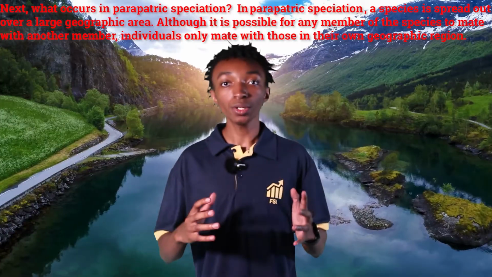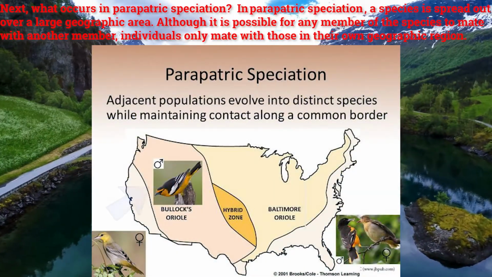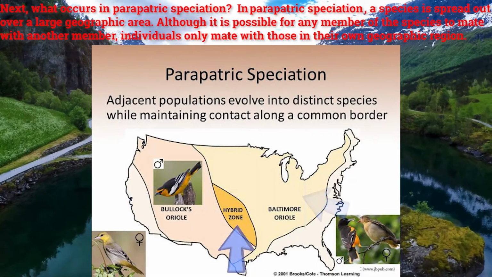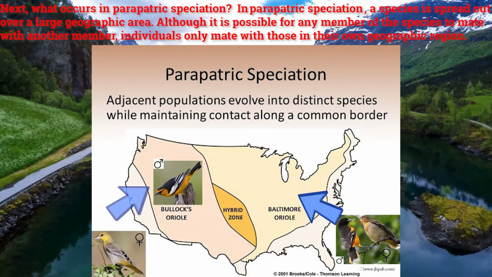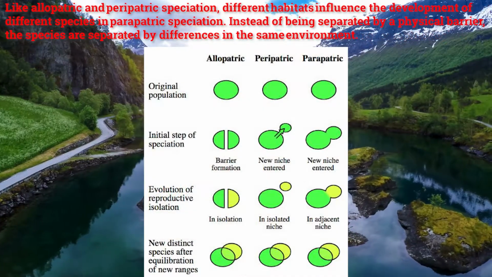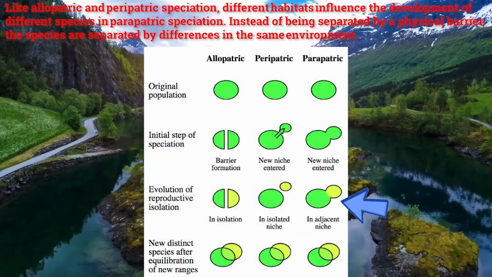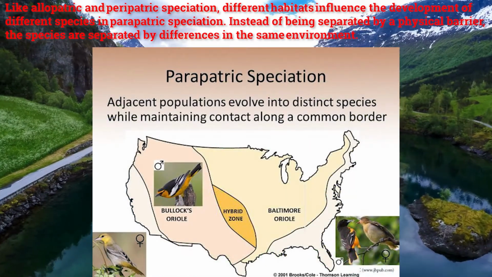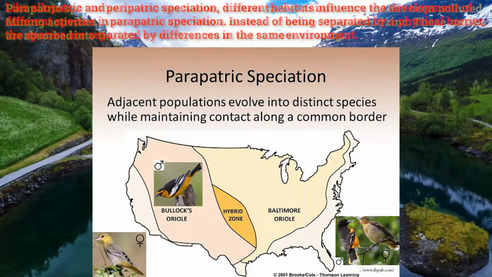Next, what occurs in parapatric speciation? In parapatric speciation, a species is spread out over a large geographic area. Although it is possible for any member of the species to mate with another member, individuals only mate with those in their own geographic region. Like allopatric and peripatric speciation, different habitats influence the development of different species in parapatric speciation. Instead of being separated by a physical barrier, the species are separated by differences in the same environment.